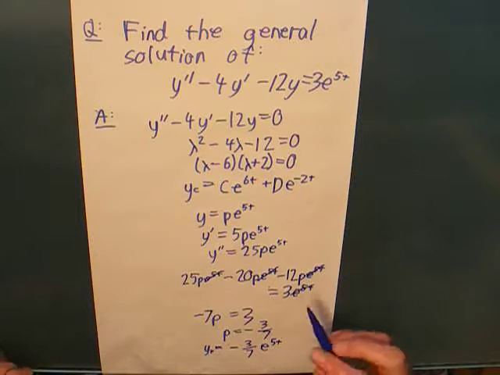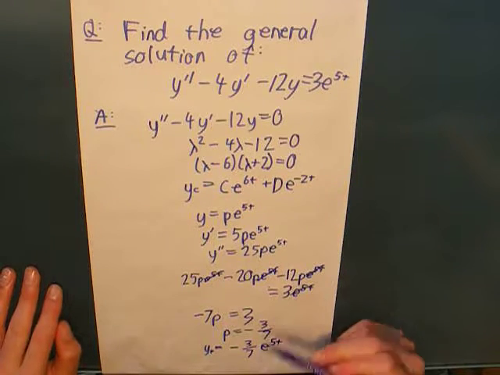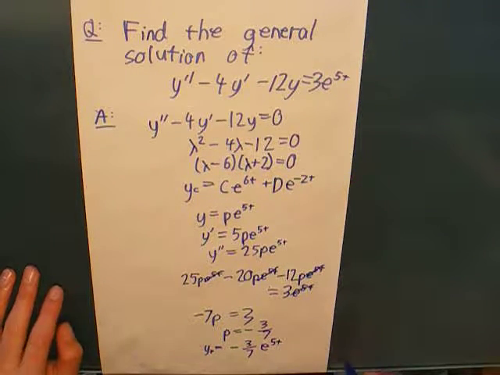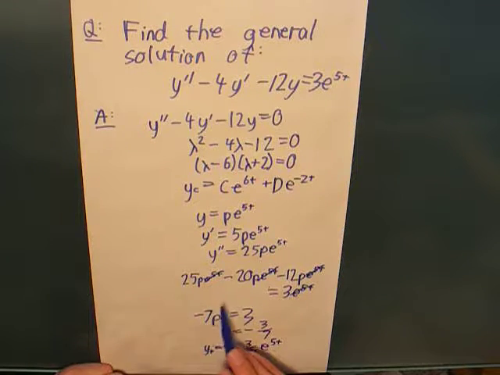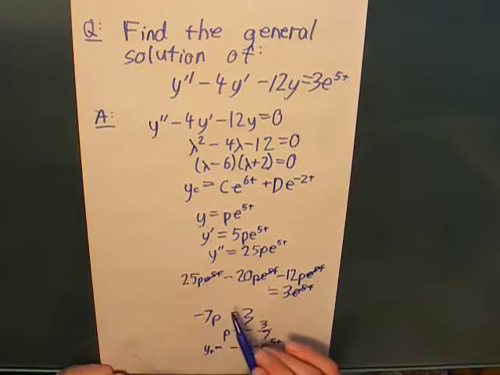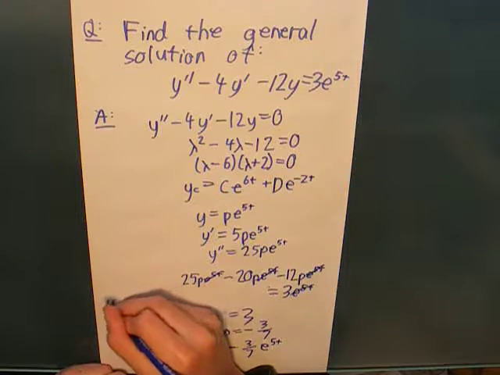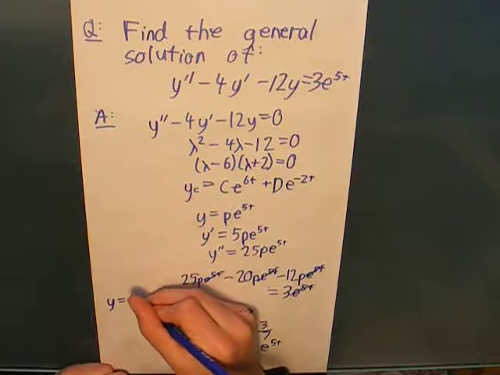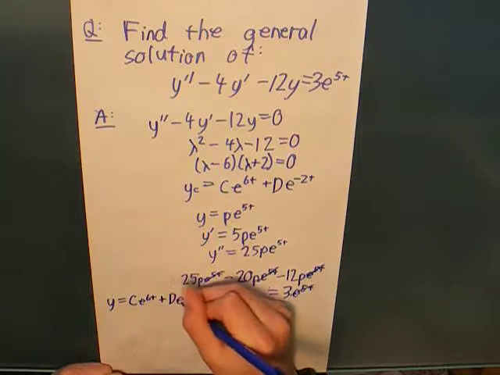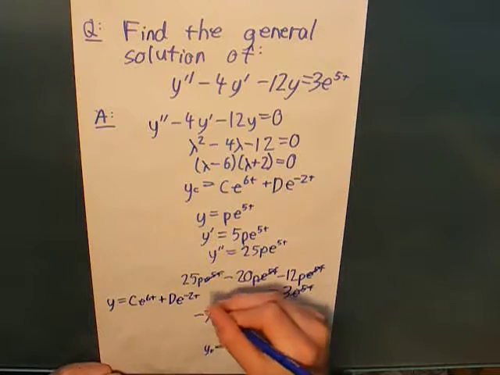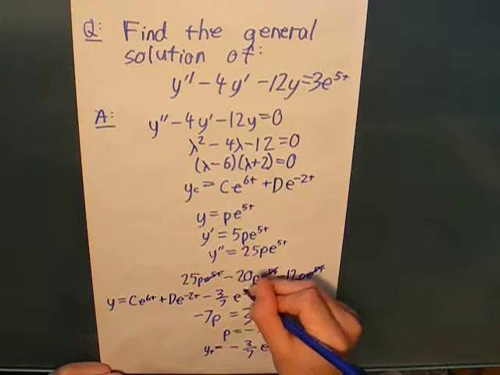Pay attention to that. So now all we have to do is write down the general solution, which is yc plus yp. Now, I don't really have any room left, so I know it's a bit naughty and you'd never do this in an exam or in a homework answer. I'm just going to write it here. So y equals c e to the 6t plus d e to the minus 2t minus 3 over 7 e to the 5t.